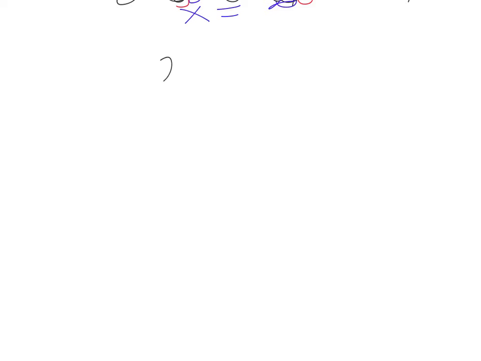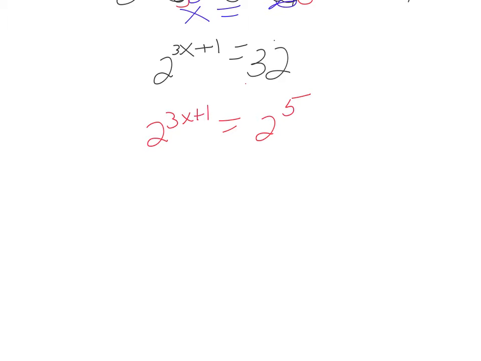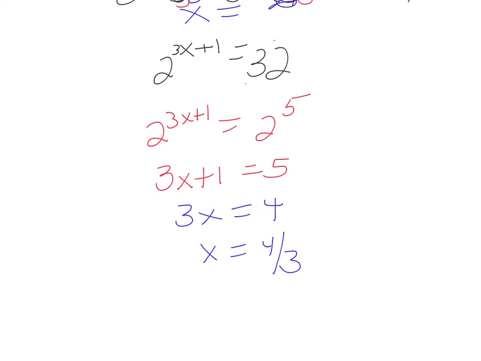Okay, number 8. 2 to the 3x plus 1 is equal to 32. Okay, so I want to get 32 with a base of 2. So 32 base 2 would be 2 to the 5th. And on the left side would be 2 to the 3x plus 1, same base so the exponents are equal. 3x plus 1 is equal to 5. So I get 3x is equal to 4. X is equal to 4/3.